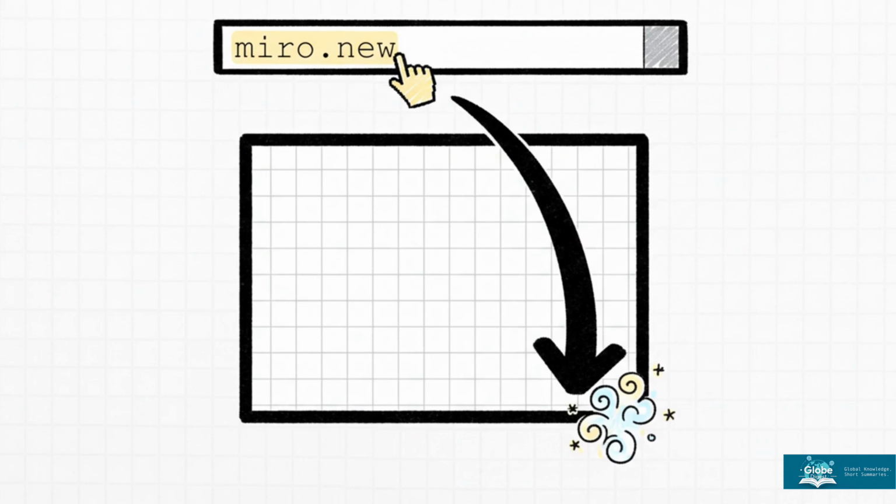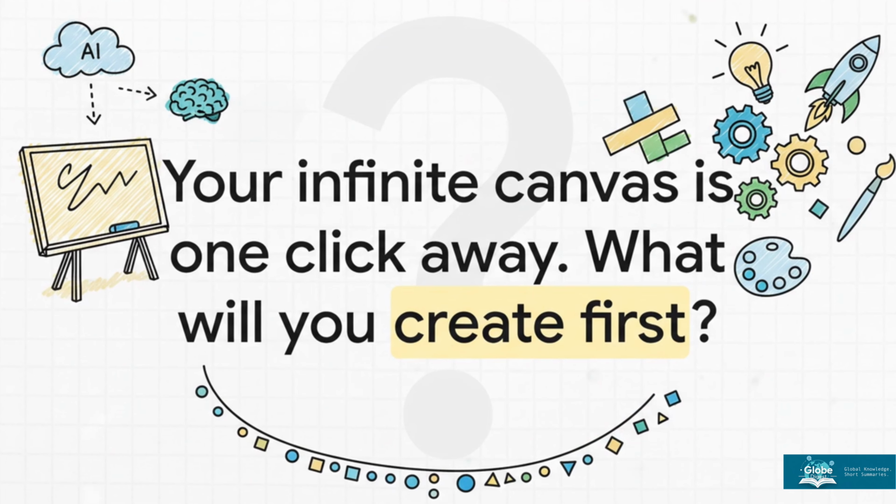And before we wrap things up, here's one final pro tip for you. Next time you have a sudden idea, don't even bother opening the app and clicking through menus. Just open a new browser tab, type miro.new, hit enter, and a brand new board will be waiting for you, just like that.